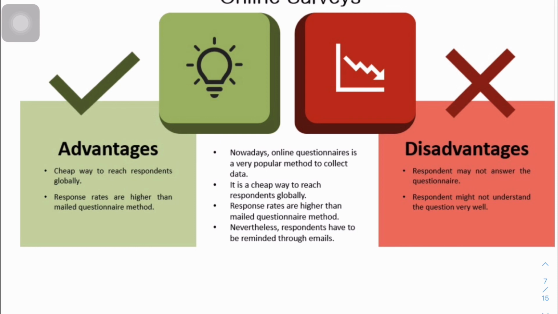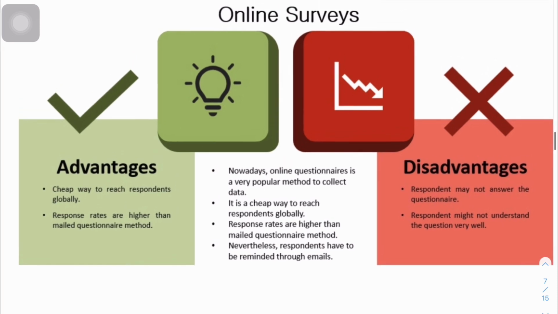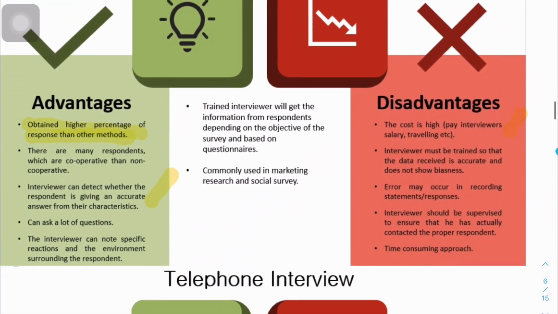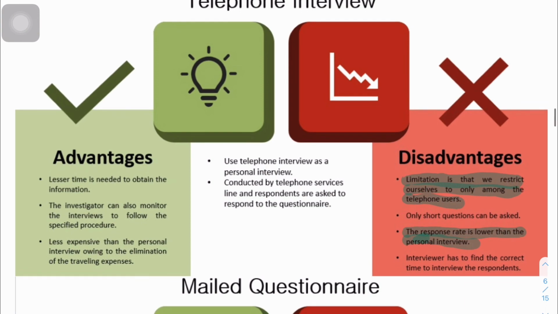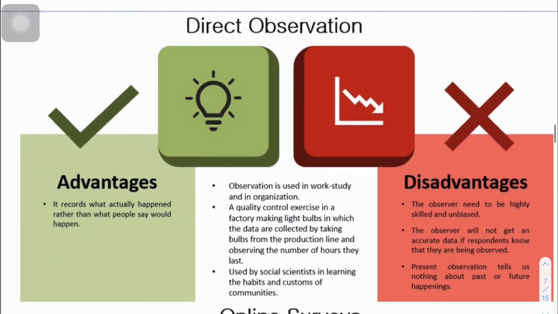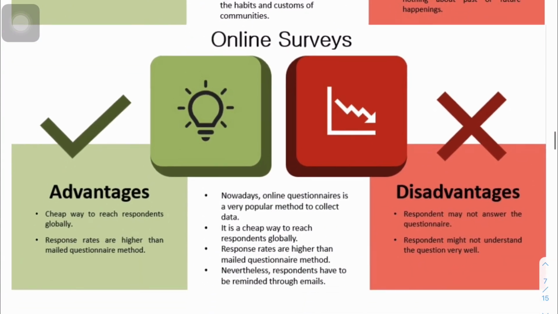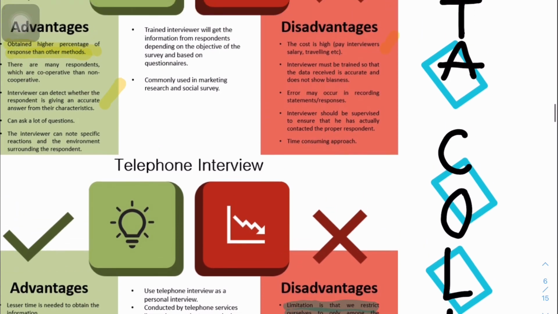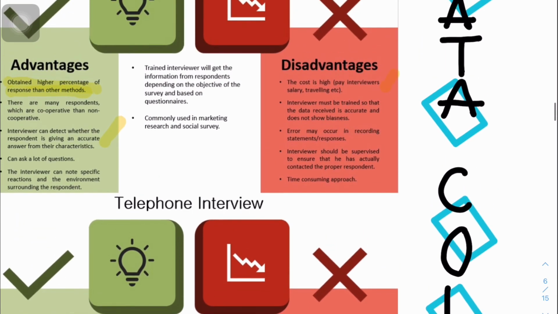So we learn 5 methods in data collecting. The first one is the direct or personal interview. Then we learn about telephone interview, and then we learn about mail questionnaire, and then we learn about direct observation, and the last one is online survey. And all of this is the data collection method, cara untuk kita mendapatkan data untuk sesuatu topik ataupun kajian yang kita buat.